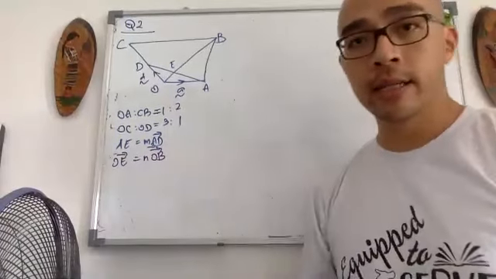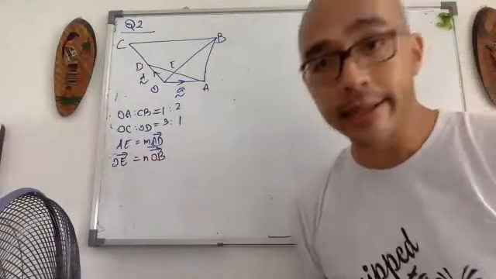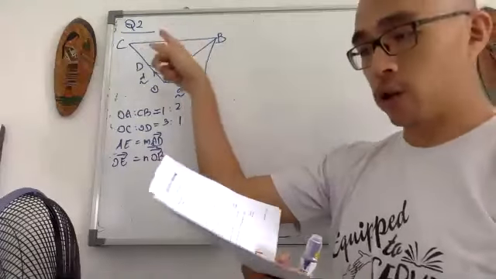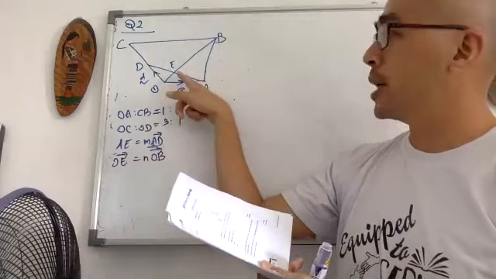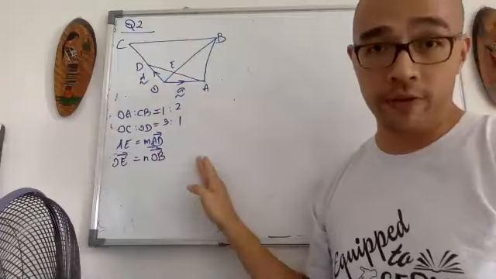Okay, let's answer the final question for the day, which is question 2. It's a question from Kelantan. We are given this quadrilateral. It says there are 2 lines that intersect over here. You're given the vector A and vector B and this whole bunch of information.